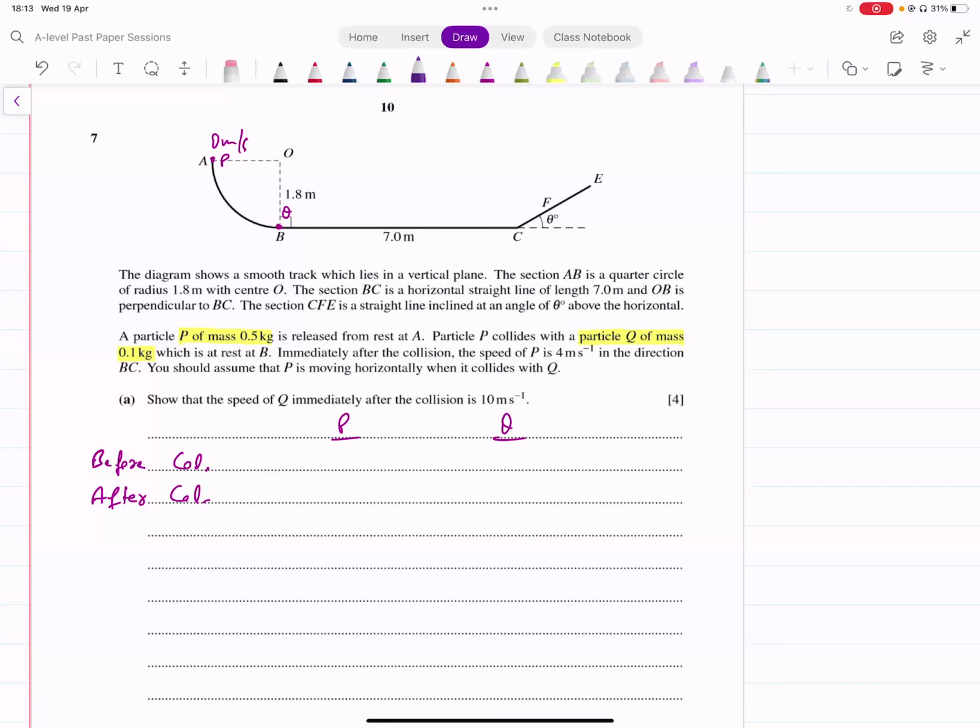Q की initial velocity क्या है? That's 0 meters per second. P की speed after collision 4 meters per second है, और आपको Q की speed after collision find करनी है, जिसको आपने 10 assume नहीं करना है, आपने find करनी है। अगर हम किसी तरह से P की speed before collision निकाल लें, तो हम conservation of momentum लगा के निकाल सकते हैं, right? So the problem is how do we find this initial velocity of P? वो हमें figure out करना है, ठीक है? अब वो कैसे figure out करेंगे?